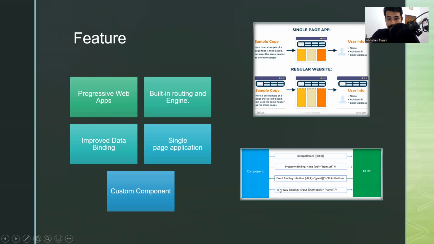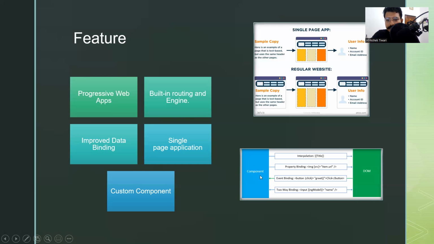The fourth thing is two-way data binding. The earlier one was one-way data binding, from the component to the DOM. Now two-way data binding is, there is one variable name and it's bound here in the input box through ngModel.